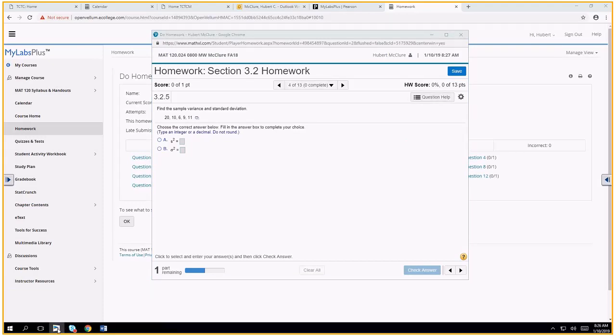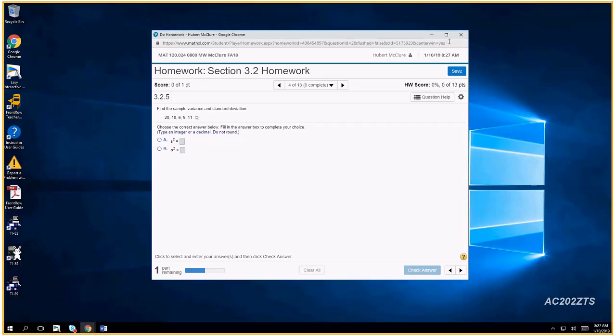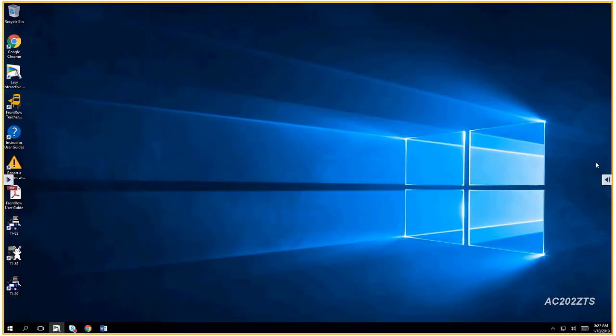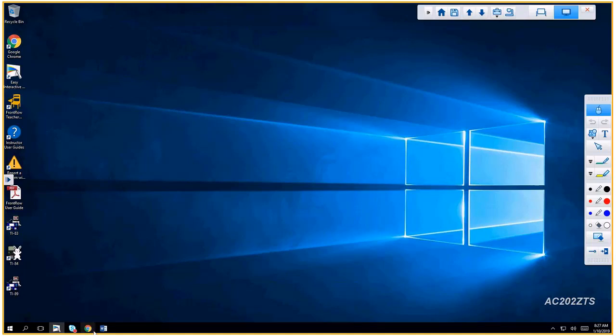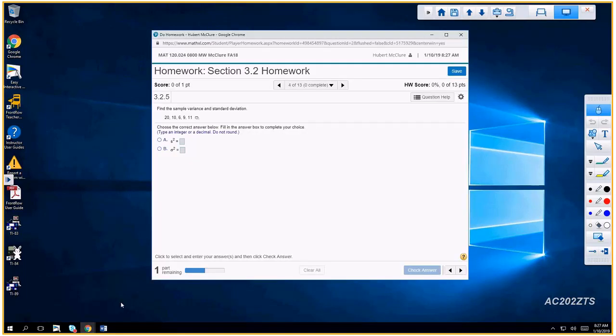Well, where did my whiteboard go? Hold on a minute. I got to go find my whiteboard. There it is. There we go. Pull that back up. All right.